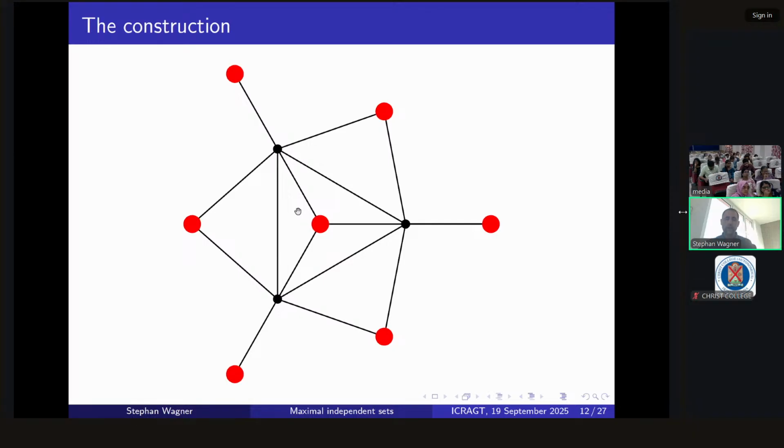And it's not too hard to convince yourself that this is really all the maximal independent sets you can get, because at most one of the vertices of the clique can be contained in your independent set, and once I have decided which of them is contained, I know all the other vertices to include. Alright, so this is the construction that reaches the minimum.